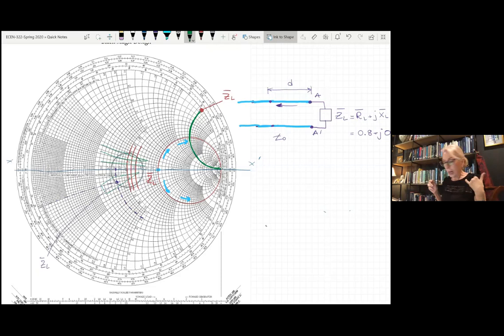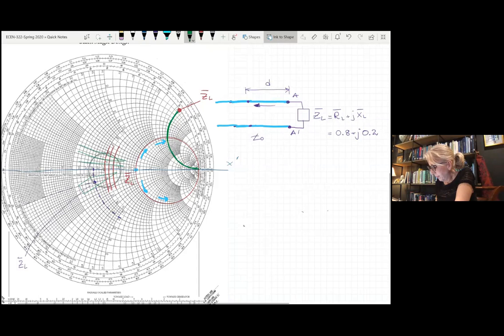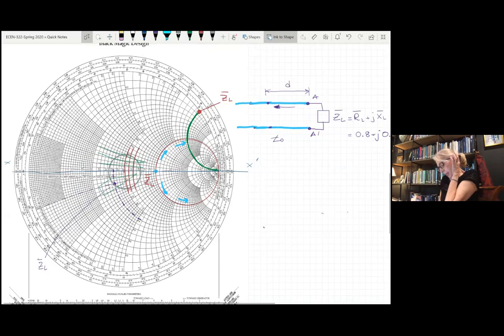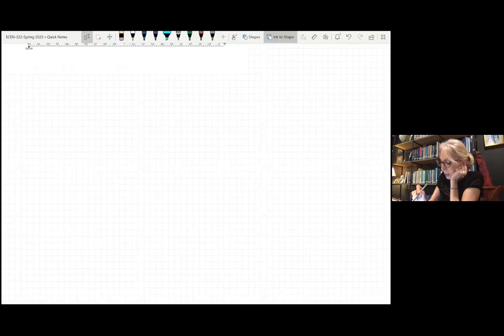Now, having said that, let me do one more thing. Any questions about this? This is a reminder rather. Okay, I don't see any questions. What I will do is go a little lower and I will bring another Smith chart.